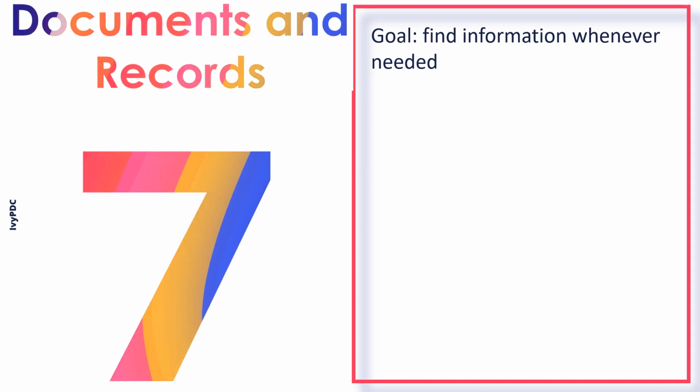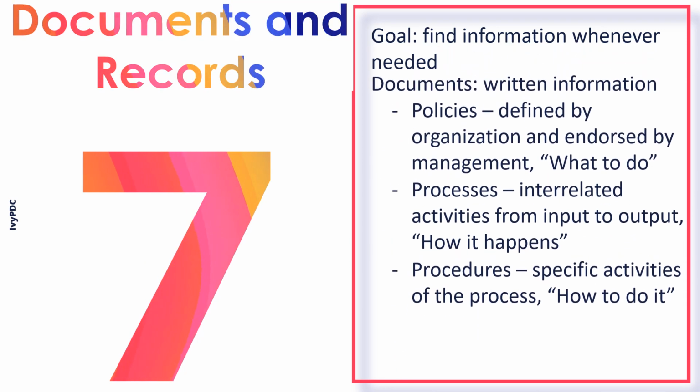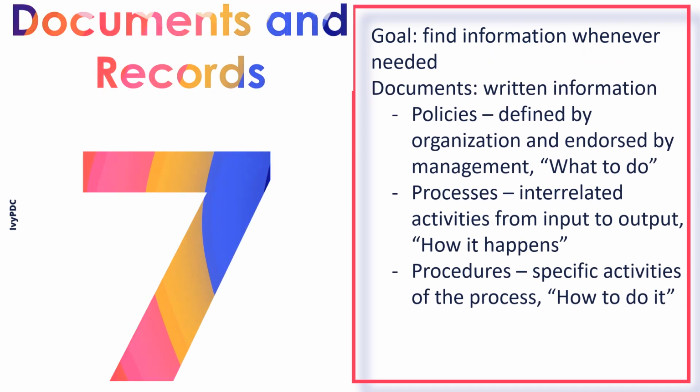So documents and records are different. We have to differentiate them. Let's start with documents. Documents provide written information. This written information may either be a policy, a process, or a procedure. So policies, processes, and procedures all differ from each other.